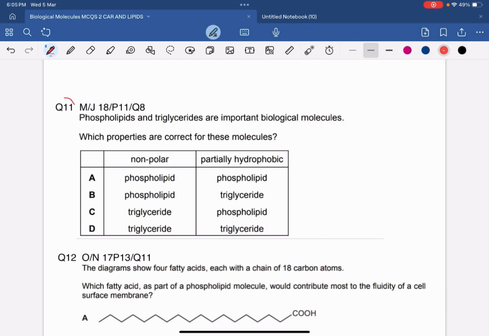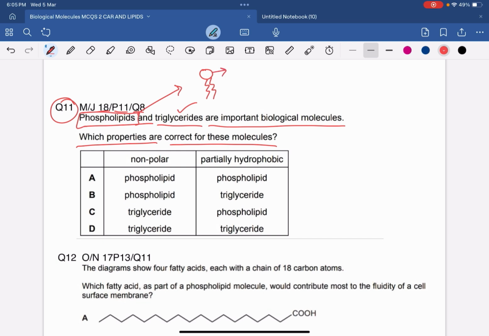Now let's have a look at question 11 over here, which is from May June 18 paper 1 question 8. It says that phospholipids and triglycerides are important biological molecules. Which properties are correct for these molecules? Non-polar and partially hydrophobic. If I talk about the non-polar molecules, I already told you that triglycerides are non-polar molecules. And the phospholipid molecule has a head and two fatty acid tails.